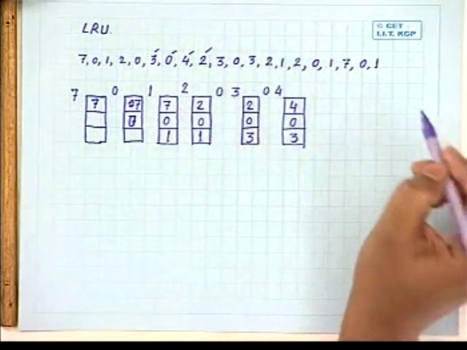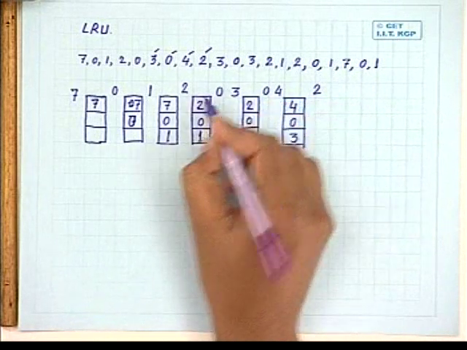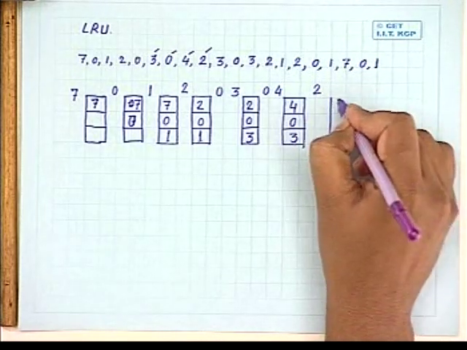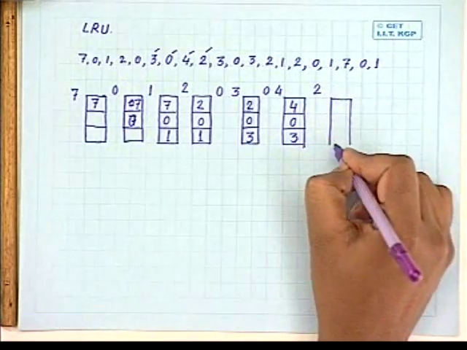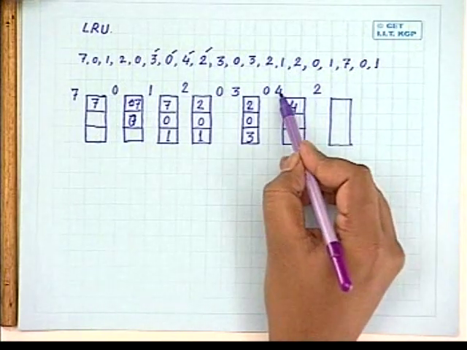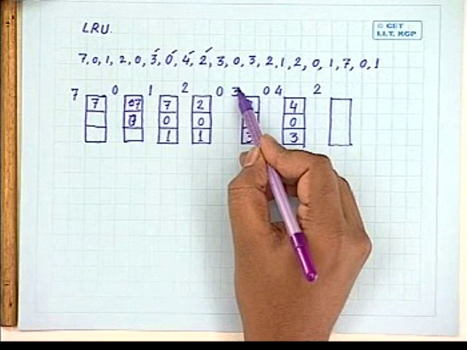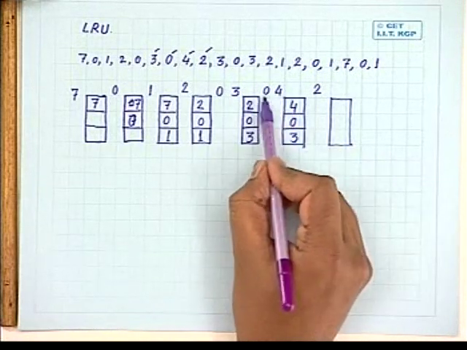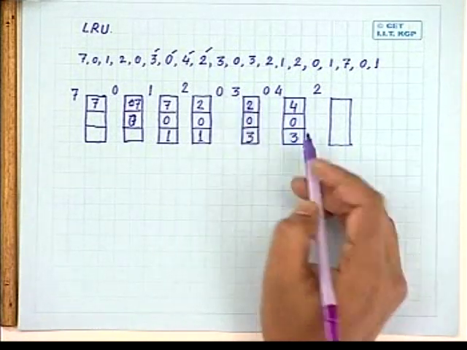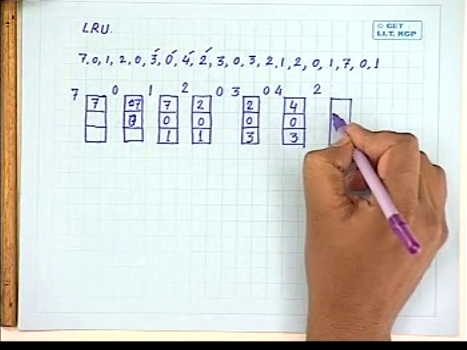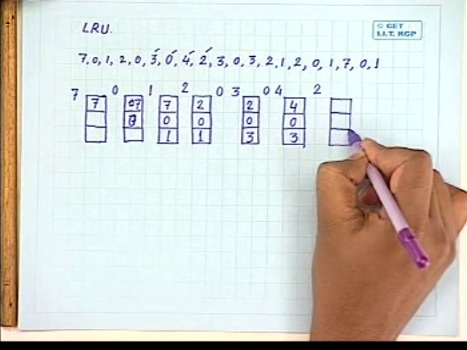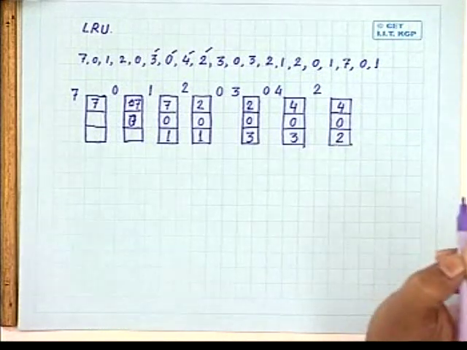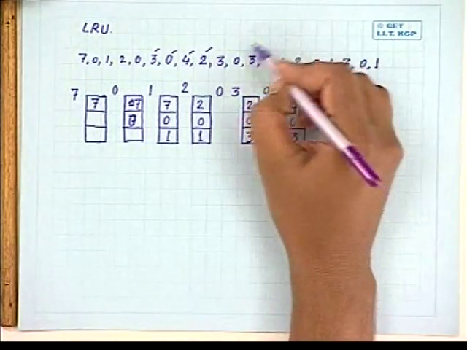Next time again 2 is referred. So now we'll have a page fault, but mind you that 2 has just been replaced. Because there is a page fault, I have to remove one of the pages. In this case, you'll find that page number 4 is most recent, then 0, and before that, 3 was referred. So 3 is the least recently used page. So I have to replace page number 3 by page number 2. So I have the situation like 4, 0, 2. Next time again 3 is referred.